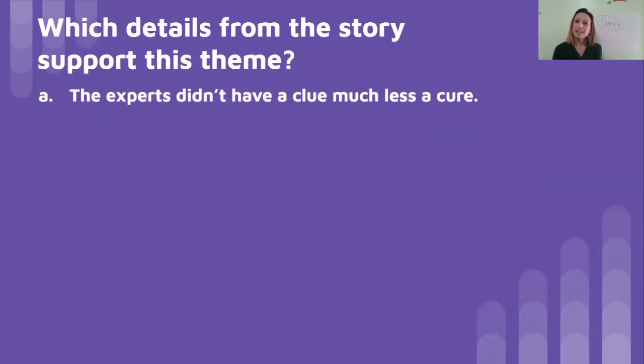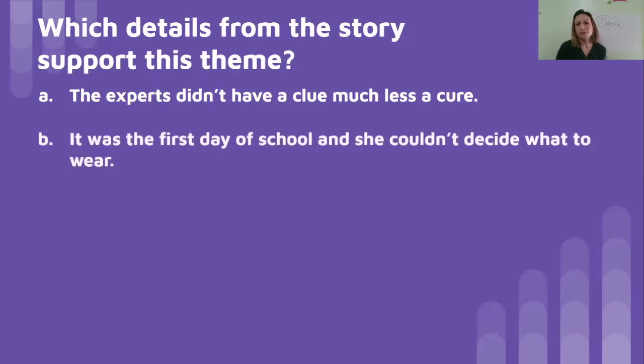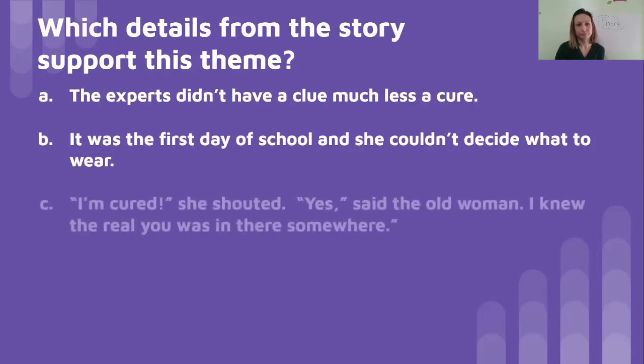No, because that's not about being herself or changing to fit who others are. That doesn't go along with that at all. It was the first day of school and she couldn't decide what to wear. This one's iffy. Maybe if the detail was that she tried on 42 outfits trying to impress other people. Just saying it's the first day of school and she couldn't decide what to wear. How many times does that happen to you? Does that say be yourself and not who others want you to be? Not really in this one.